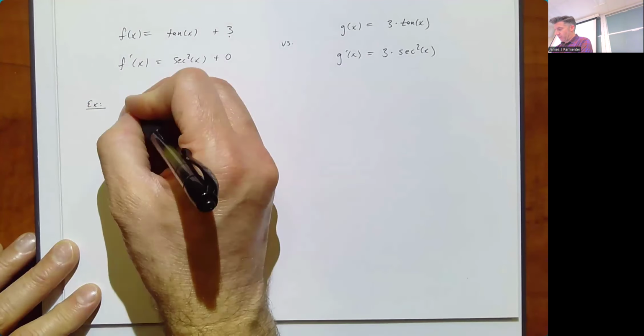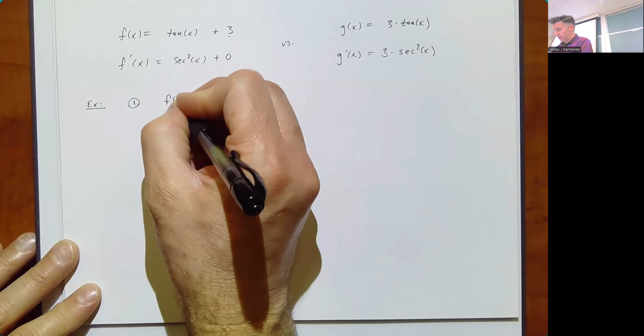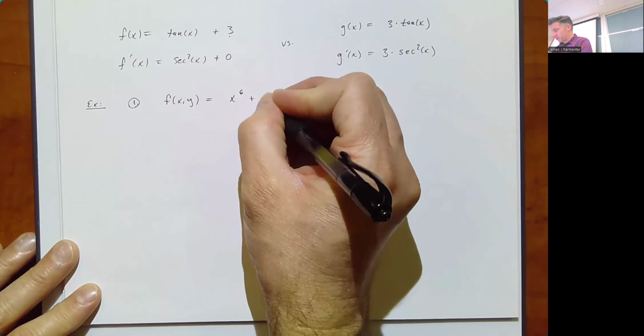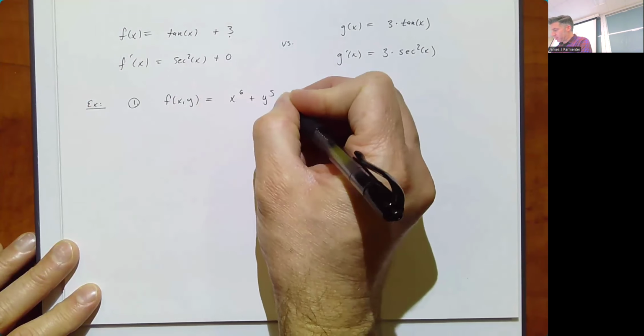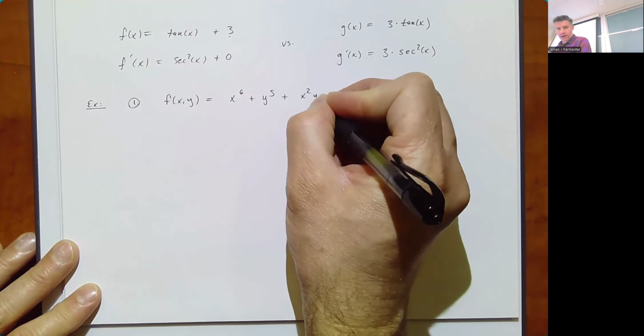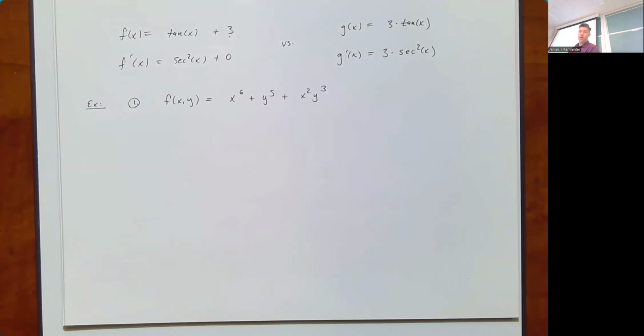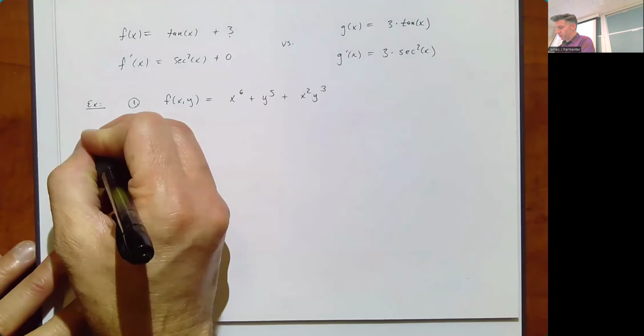So let's say we have the following function of two variables. F of x comma y is equal to x to the 6th plus y to the 5th plus x squared y to the 3rd. And we want to find all the partial derivatives. When I say all, we're going to talk about the first and second partials. So let's find the first partial derivatives first.